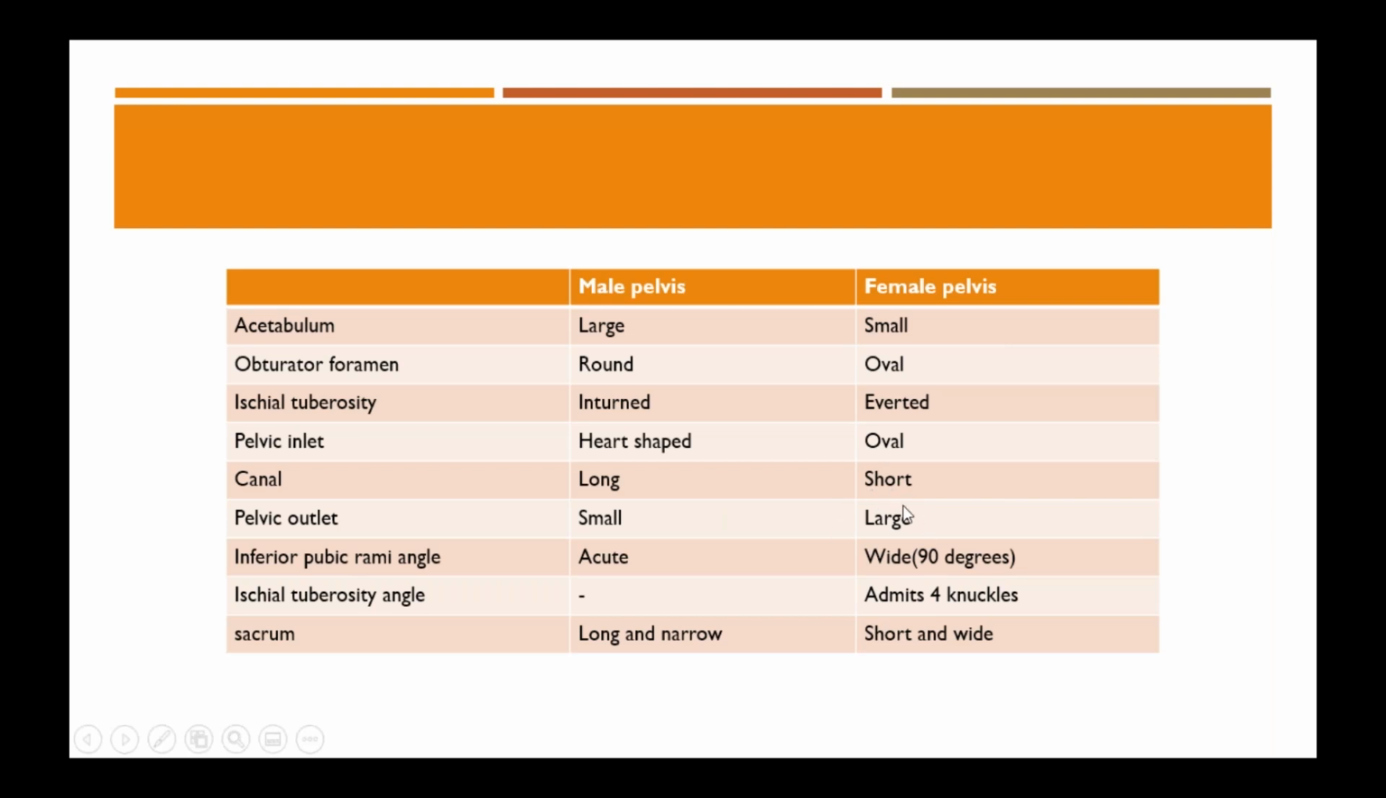The pelvic outlet should be large. It should have a wide inferior pubic rami, about 90 degrees and more. The ischial tuberosity angle should admit at least 4 knuckles. The sacrum should be short and wide.